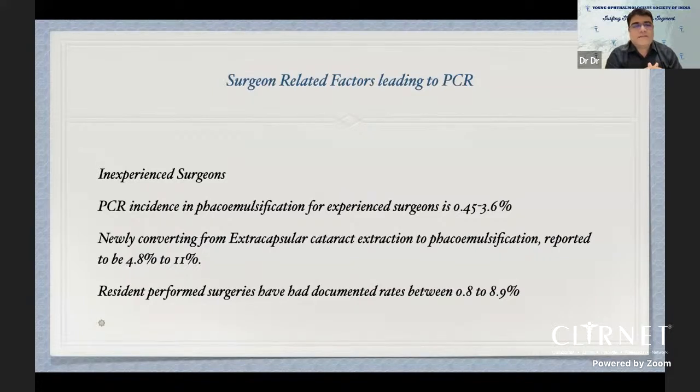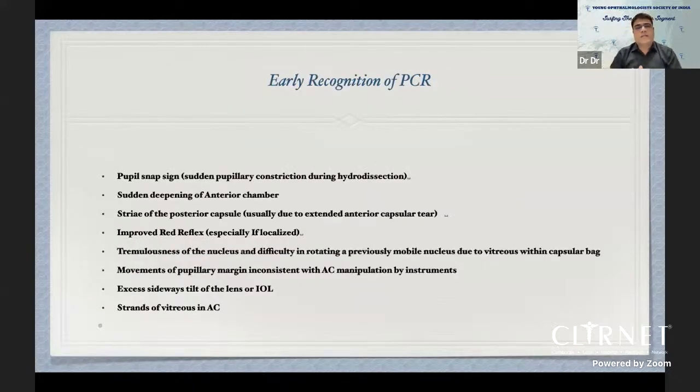And of course, there may be surgeon-related factors. In inexperienced surgeons, PCR incidence is higher. Various studies have shown that residents, of course, have a higher rate as compared to the experienced surgeon. So now let's see what the early recognition signs of PCR are.